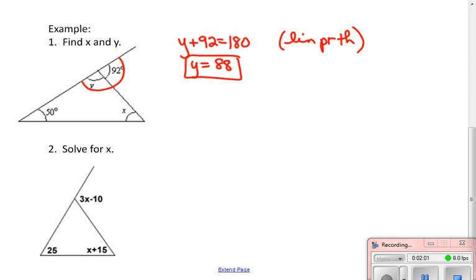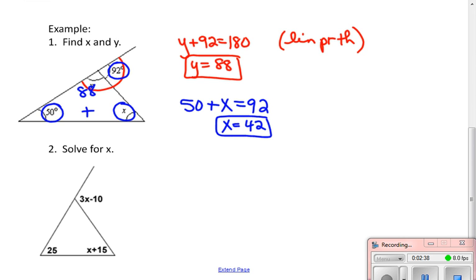Once I know that y is 88, I could either use 50 plus 88 plus x to solve for x, or just to test our theory, I could take 50 plus x, and that would also equal 92. Either way you do it is correct, and that's the beauty of geometry, is often there's more than one way to get the right answer. So if I subtract 50 from both sides, I get that x is 42.